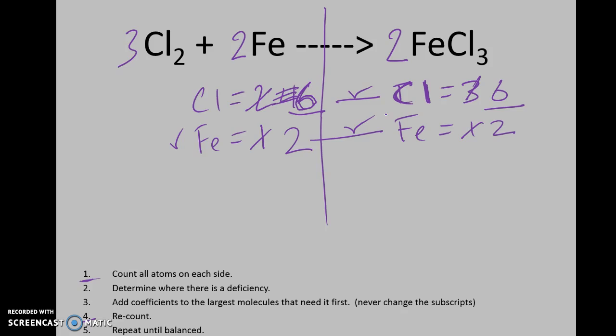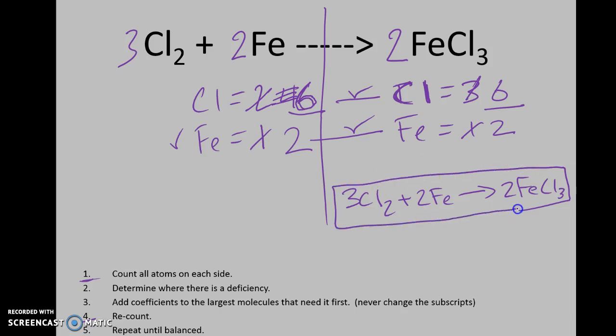And as you can see, we have a balanced chemical equation with a chemical formula of 3Cl2 plus 2Fe reacts to form 2FeCl3. That is our finished product, and that's how you balance a chemical equation. If you have any other questions, please rewatch the video, and if you continue to struggle, please come in for assistance.